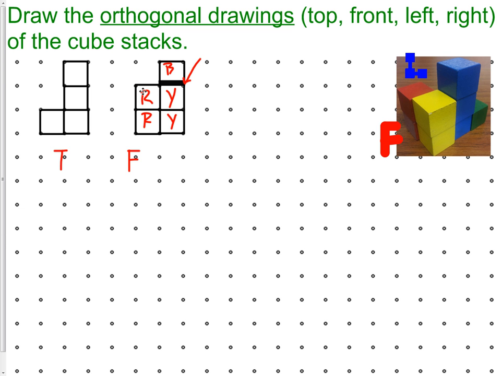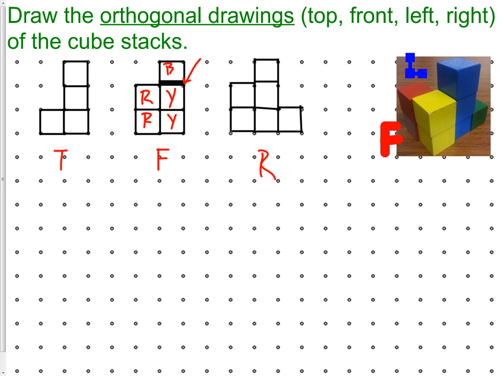Next, let's do the view from the right side. The view from the right side, I have a stack of 2 yellow, then 3 blue, then 1 green. So I have 2 yellow, 3 blue, and then 1 green. And there we go.